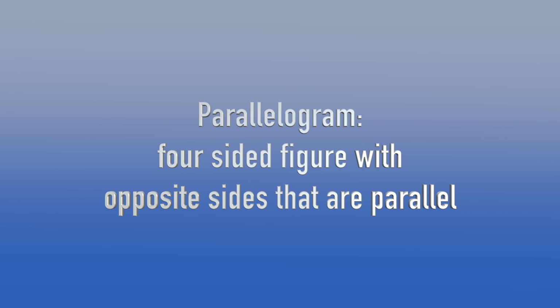A parallelogram is a four-sided figure with opposite sides that are parallel. Some of these examples are a square or a rectangle or even a rhombus. Let's practice with our first object, a rectangle here, which certainly classifies as a parallelogram. Remember, the definition of a parallelogram is a four-sided figure with opposite sides that are parallel.